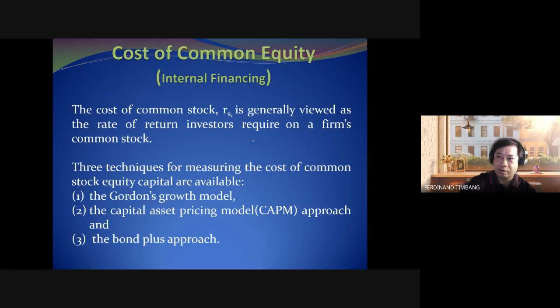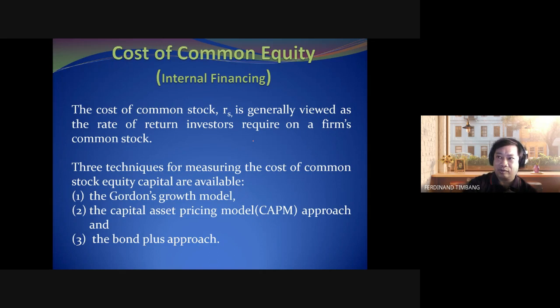Okay, so let's go to the next. Basta't may question kayo, may magtanong, ha? So next we have the cost of common equity. If you're going to use your retained earnings, so meaning there's no additional capital that you will issue, it simply means that you will be using your retained earnings. Ha? So kung gagamit kayo ng retained earnings, ibig sabihin yan, walang flotation cost.